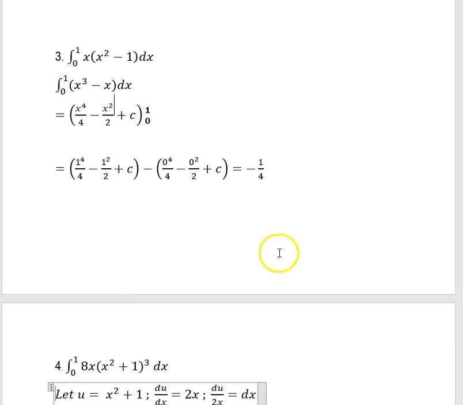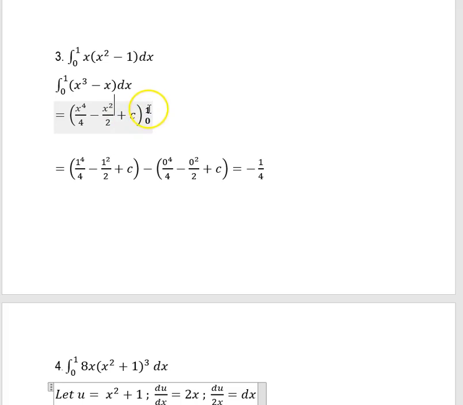Let's look at example 3. Still on definite integrals, here we have x into bracket x squared minus 1, dx from 0 to 1. I can open the bracket here since the power is not so large, and then I can integrate them separately. So the integral of x cubed is x to the power of 4 divided by 4. The integral of x, since the power is 1, becomes x to the power of 2 divided by 2, plus c.